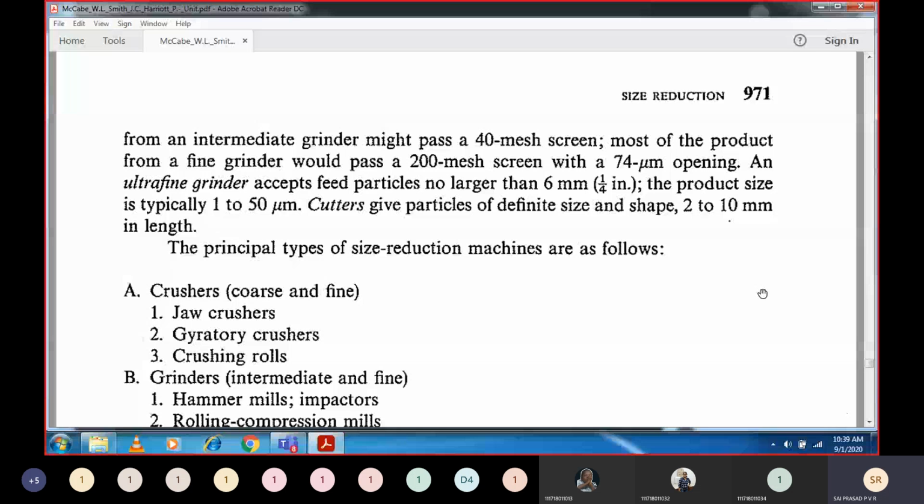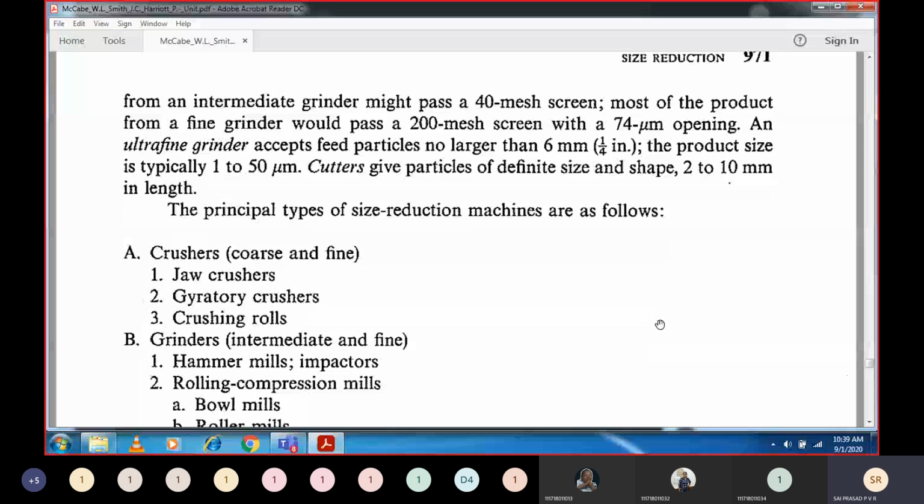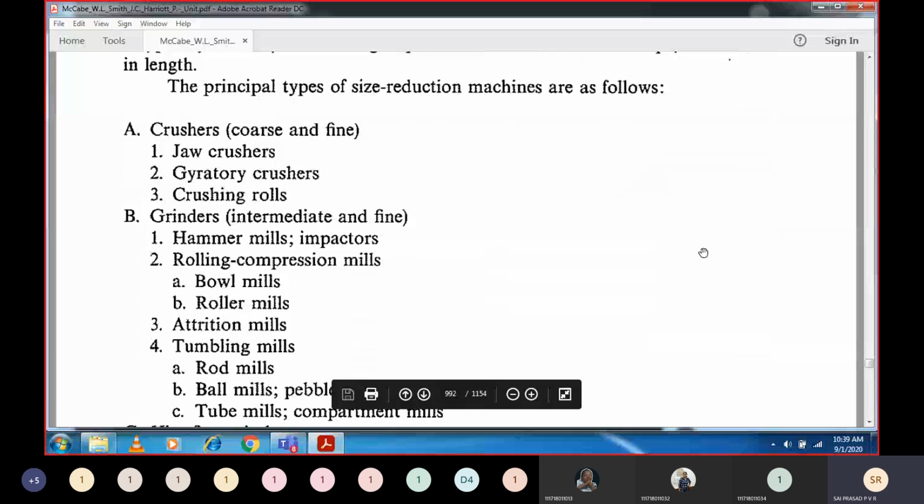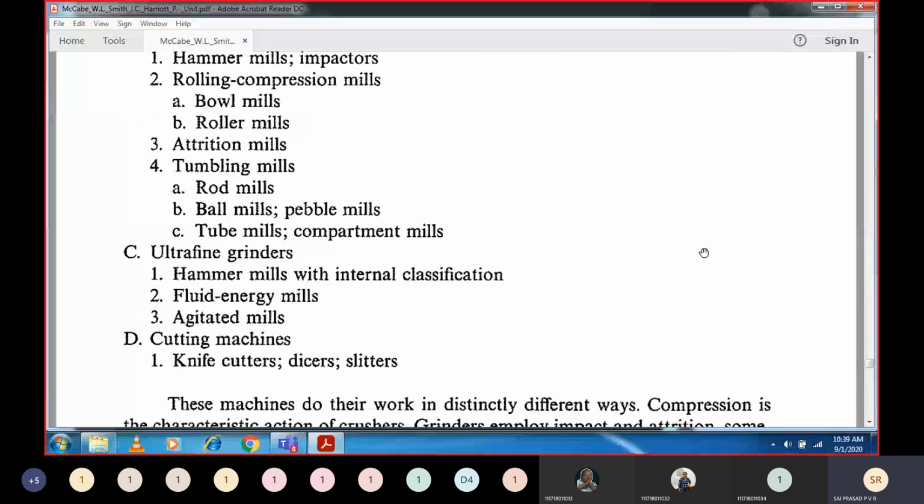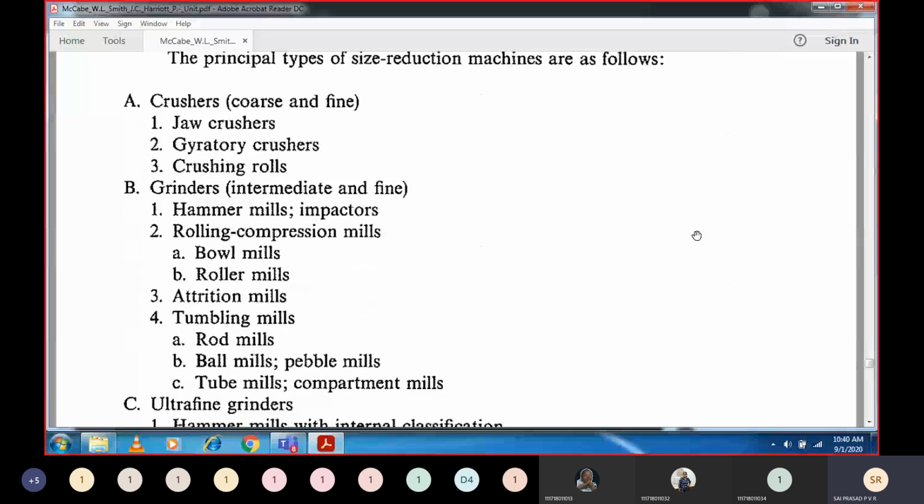So the principal types of size reduction machines are as follows. Here we have given the classification. The first is crushers, then grinders, then the third is ultrafine grinders, and the last one, D, is the cutting machines. So what is a crusher? A crusher takes any type of feed and crushes it to sizes which are measured in terms of inches or centimeters. Hence coarser grinding is taking place, so we call it coarse and fine.